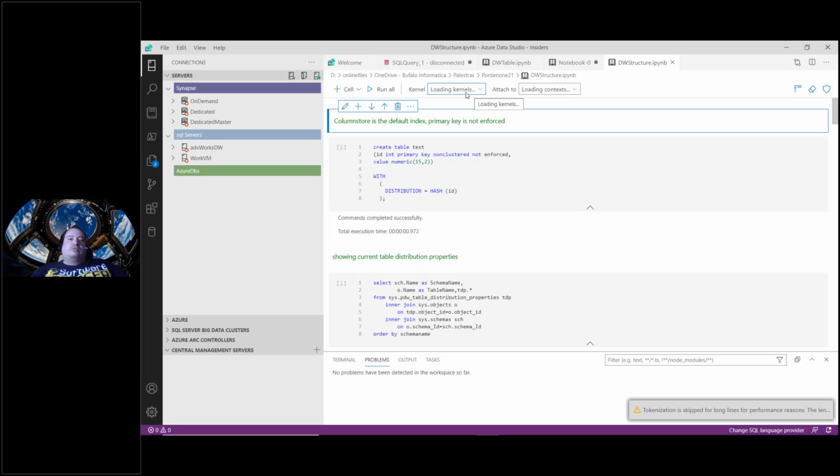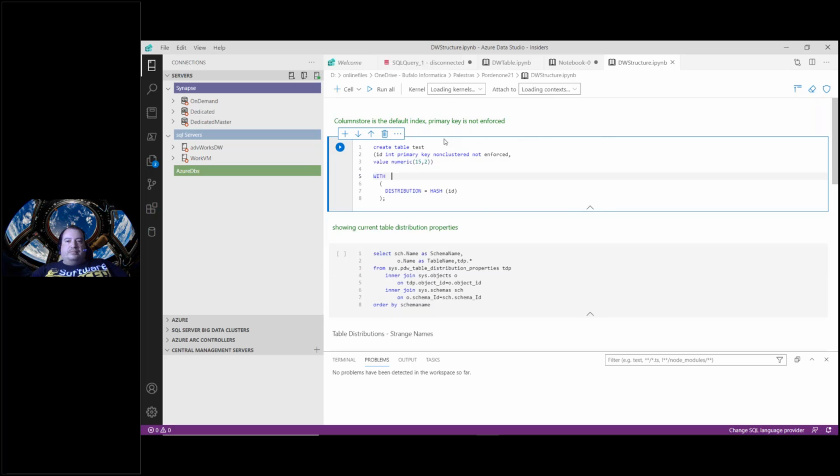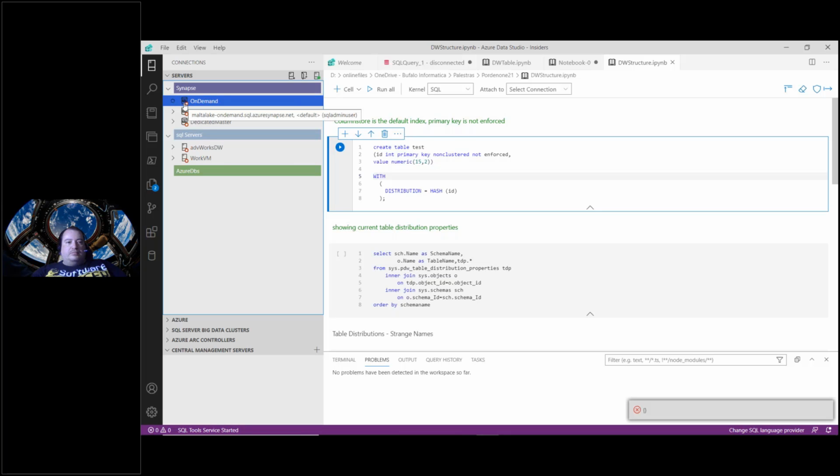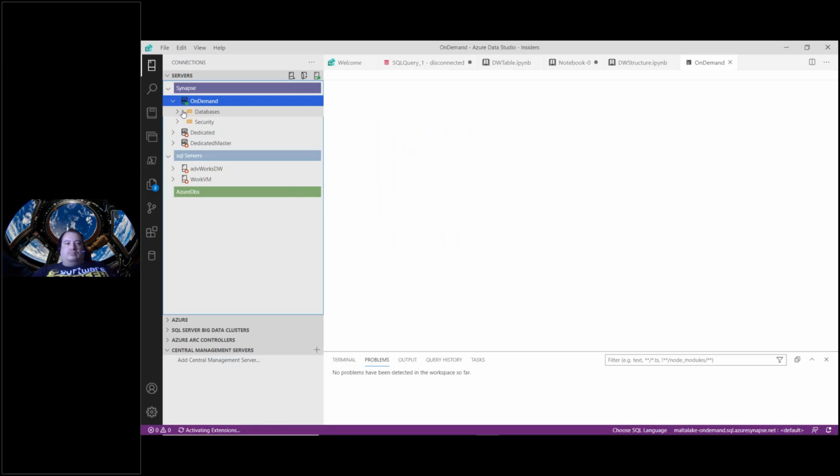It's still loading the kernel, the context of the execution. Let me clear out the results of this notebook. I'll connect to the on-demand SQL pool. I have the on-demand SQL pool here. Okay, connected to the on-demand SQL pool.